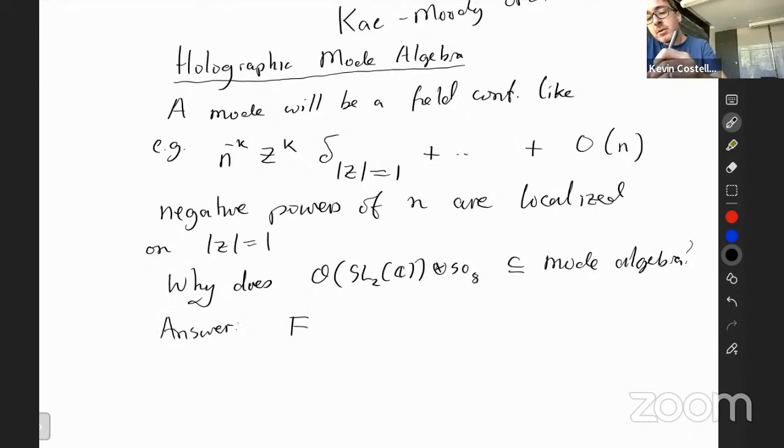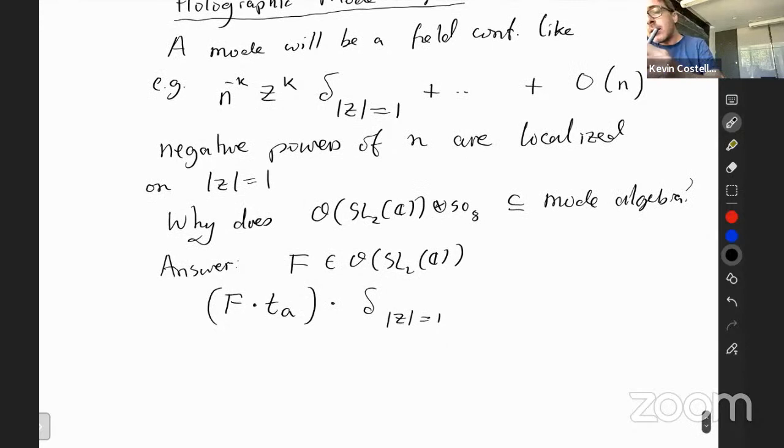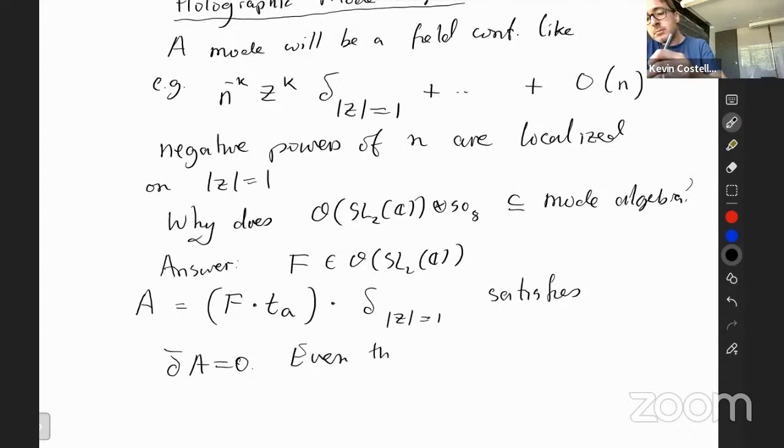If I take f, which is a holomorphic function on SL2C, f times TA times the delta function at z equals 1, this expression satisfies the field equation. Call this A. Even though Z is not holomorphic.